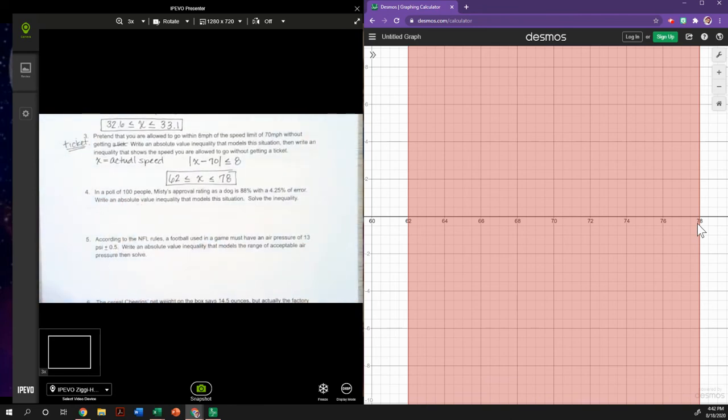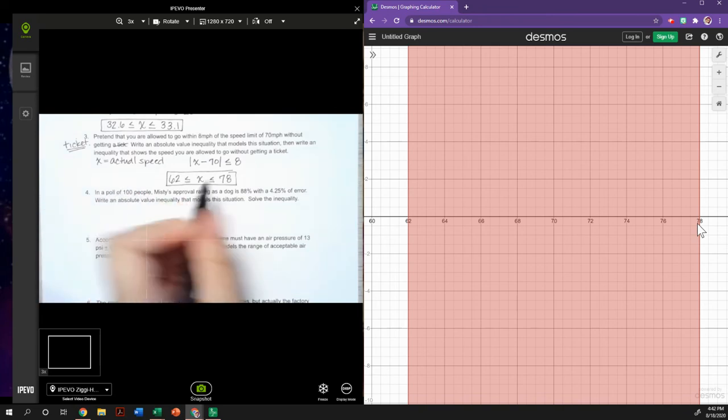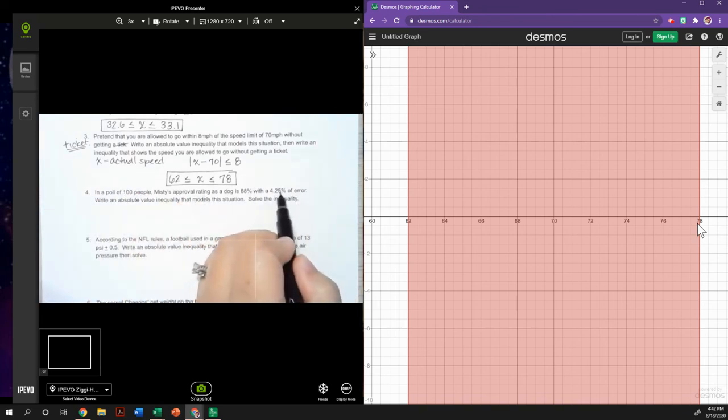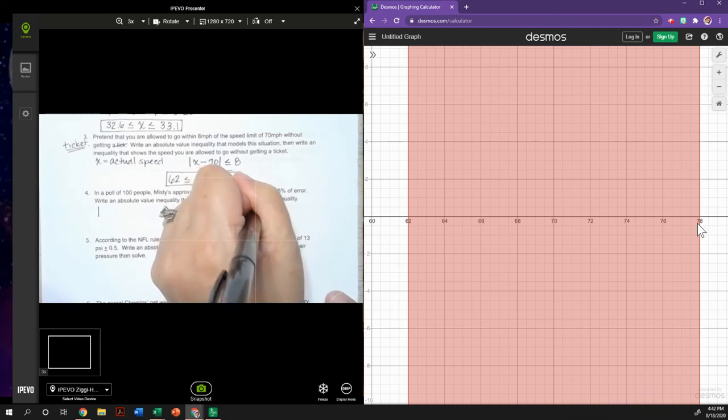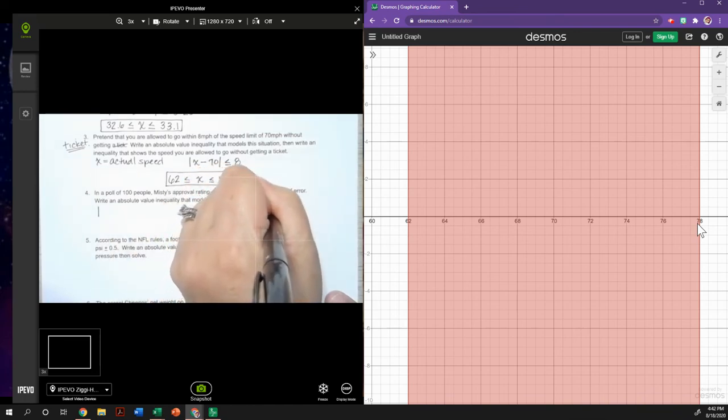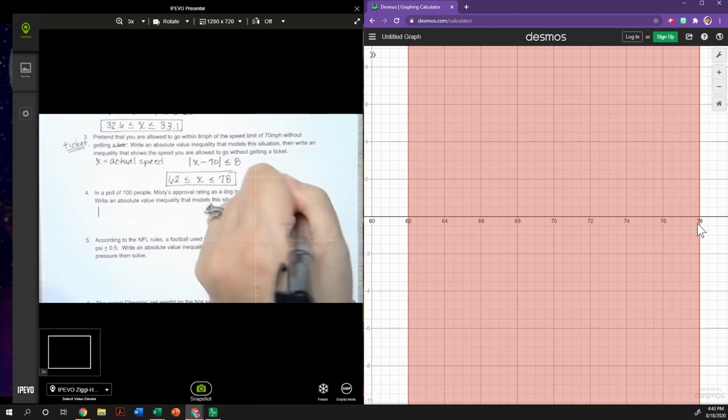All right, in a poll of 100 people, Misty's approval rating as a dog is 88% with a 4.25% of error. Write an absolute value inequality that models this situation. Solve the inequality, okay? So we're going to take Misty's actual approval rating, which has this margin of error, so we've got to figure out what that margin of error is, so we got to get that range. So we're going to take x, which will be her actual approval rating.